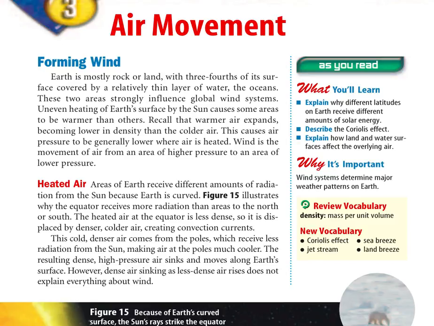Air movement. Forming wind. Earth is mostly rock or land, with 3/4 of its surface covered by a relatively thin layer of water, the oceans. These two areas strongly influence global wind systems. Uneven heating of Earth's surface by the sun causes some areas to be warmer than others.